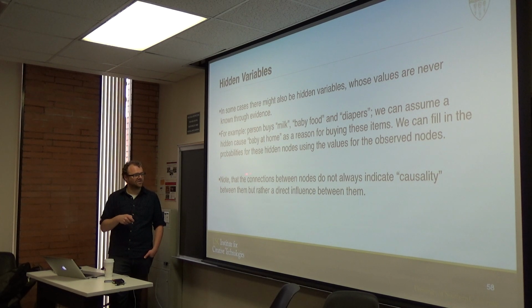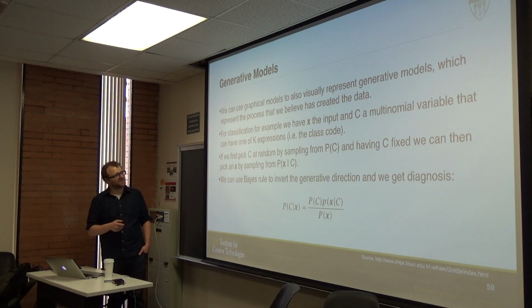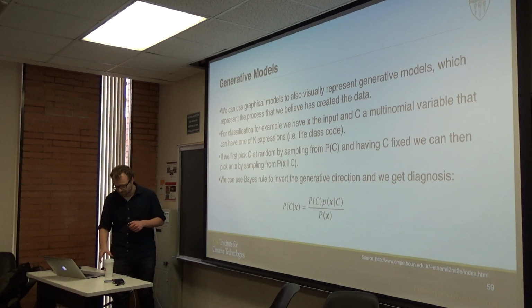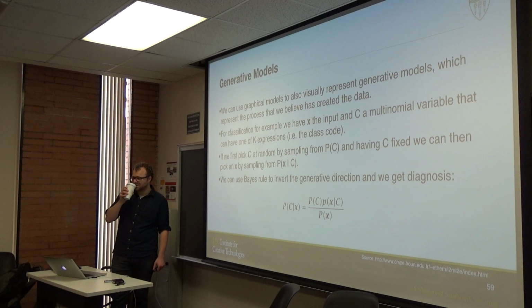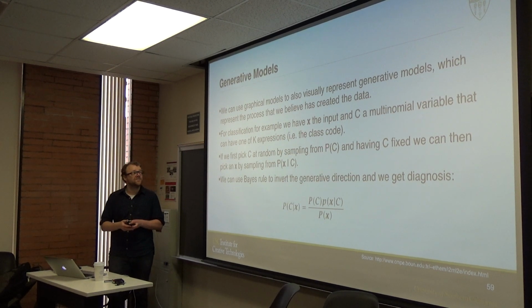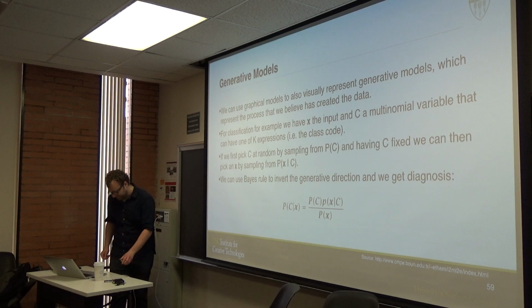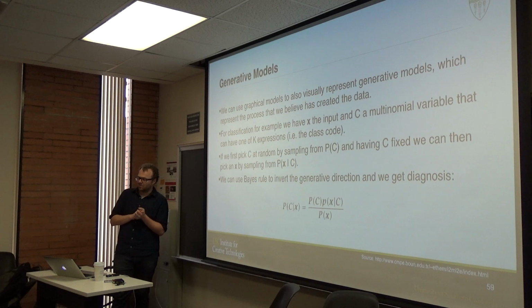And also, a note of caution: these connections between nodes do not always indicate causality, but rather a direct influence, or a kind of correlation. We can use these graphs not only for representing densities, but also for classification, and the classification models that use these types of graphs are so-called generative models. We have talked about one generative model, which is the naive Bayes model, and next week we're going to talk about hidden Markov models. Those are generative as well.